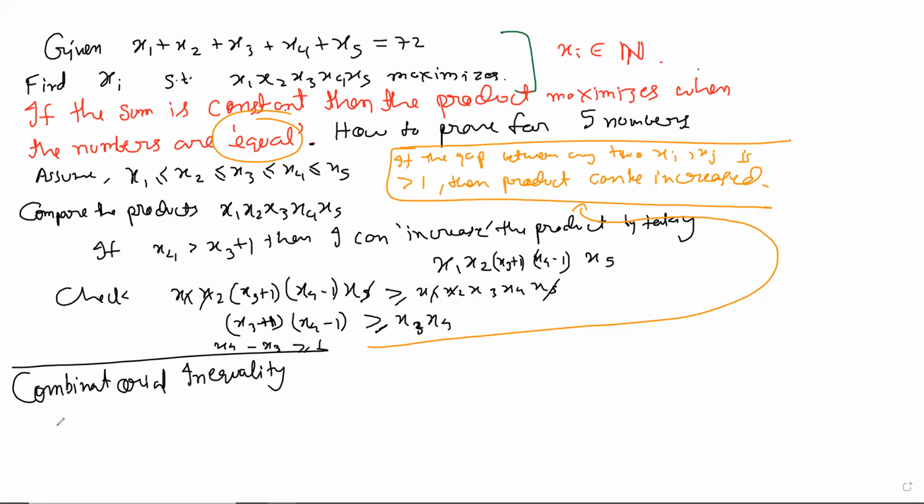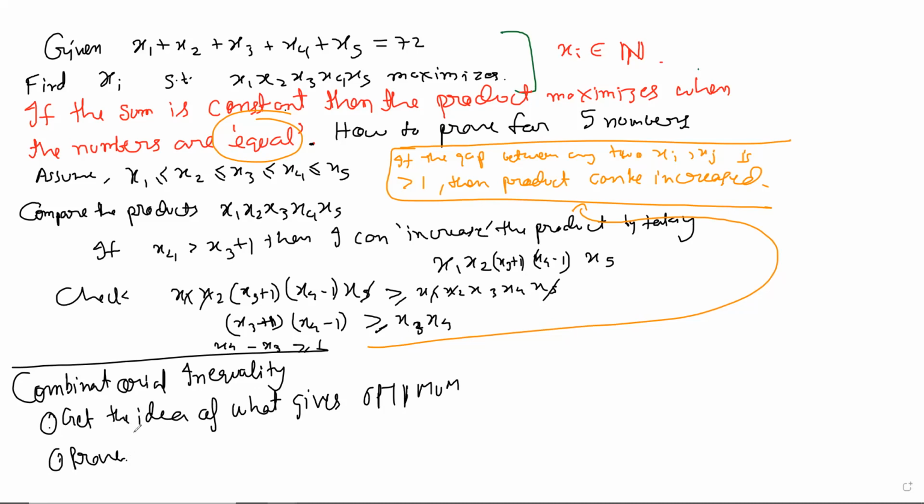When you have combinatorial inequalities, there will usually be no algebraic formula. But you can get the idea of what kind of solution gives the optimum, and then you can prove it. The way to prove it is to start with an arbitrary solution. It could be for maximizing the sum of squares, or minimizing something, given the product being fixed, minimize the sum. The same kind of questions can be asked.